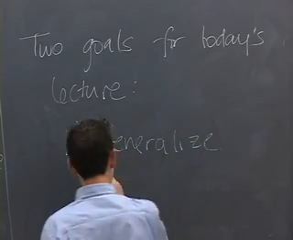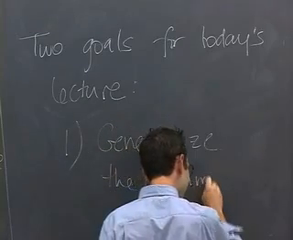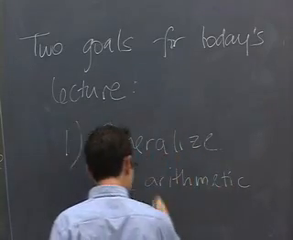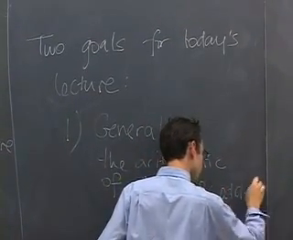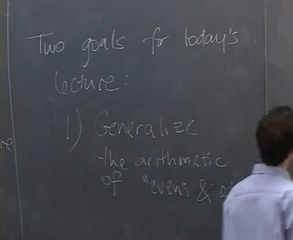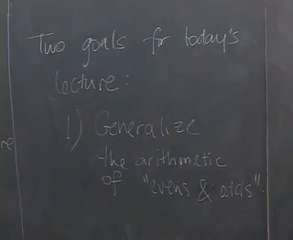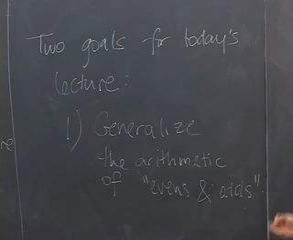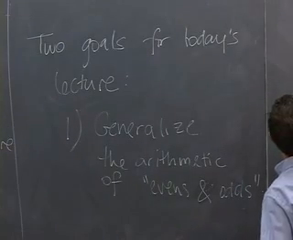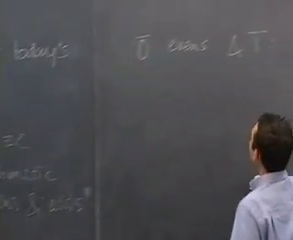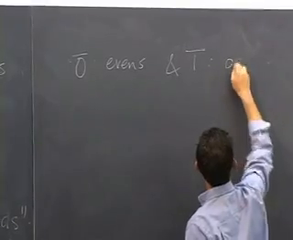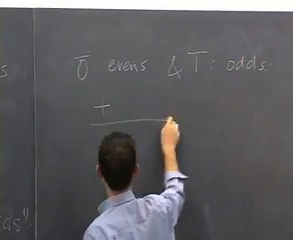Is to generalize the arithmetic of what I'll call evens and odds. So what do I mean by that? Well, something that you sort of discover when you're really young is that there's a nice way of computing with evens and odds independently of the whole arithmetic of all of the integers. So if I denote by 0 bar all the even numbers and by 1 bar all the odd numbers, there's a natural addition operation.